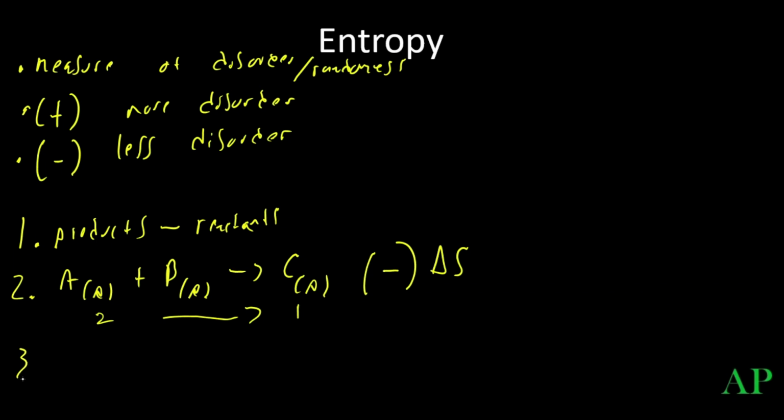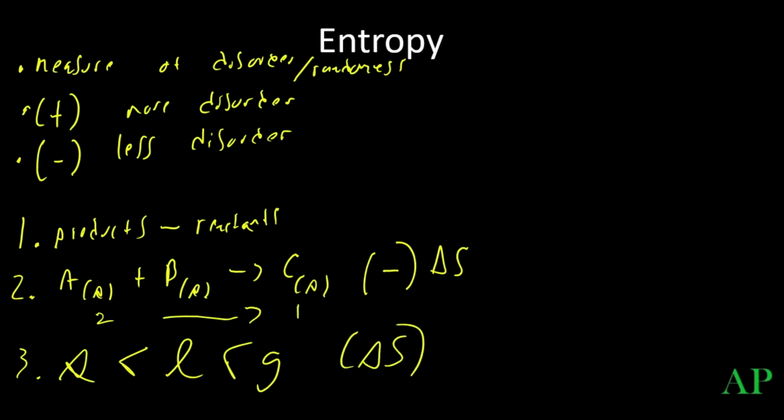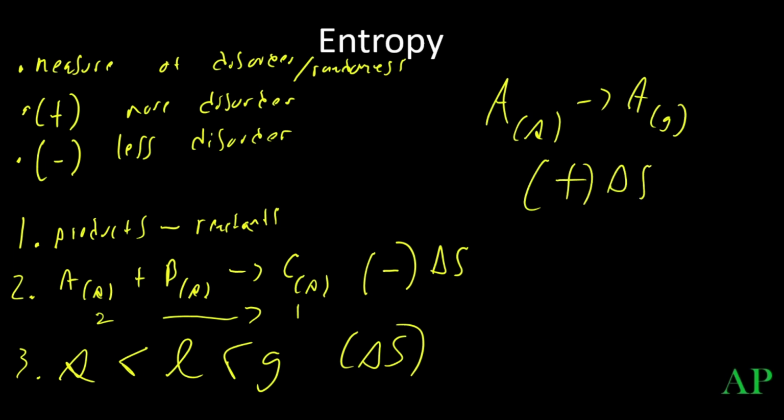The third way is with the states of matter. So a solid has less entropy than a liquid, which has less entropy than a gas. If you take A from a solid to the gaseous state, this will have a large increase in entropy. And that's the qualitative version of looking at these things.